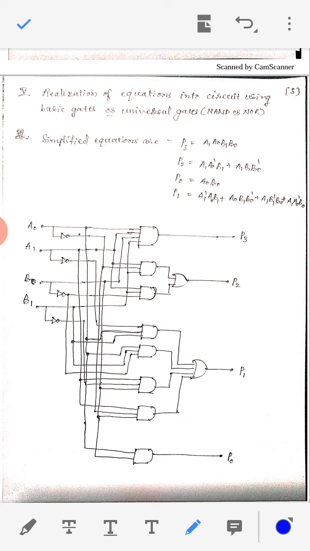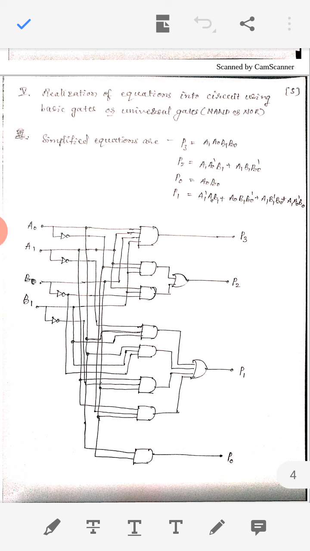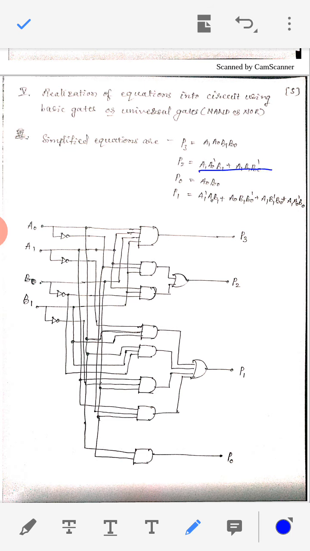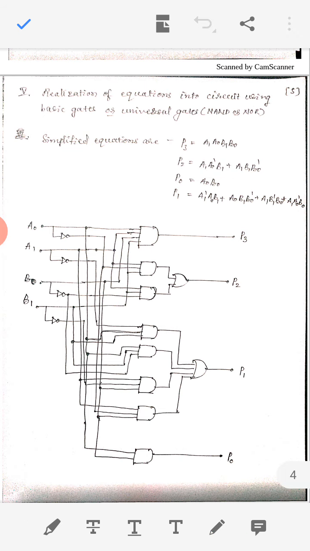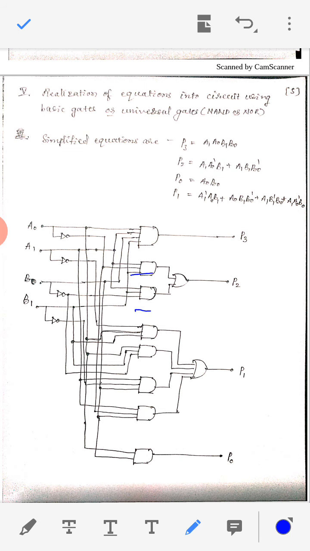For example, if you take P3, what are the inputs we have used? a0 a1 b0 b1, all straight, no NOT gate. So a0, a1, b0, b1 are all connected together to an AND gate, and the output is given directly. But if you take the second one, there is an OR term in between. There are two AND terms and one OR term, so two AND gates and one OR gate.